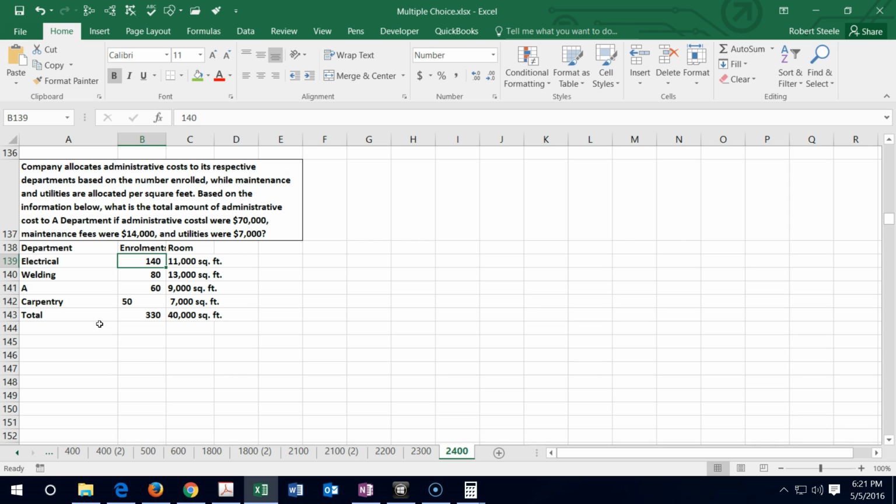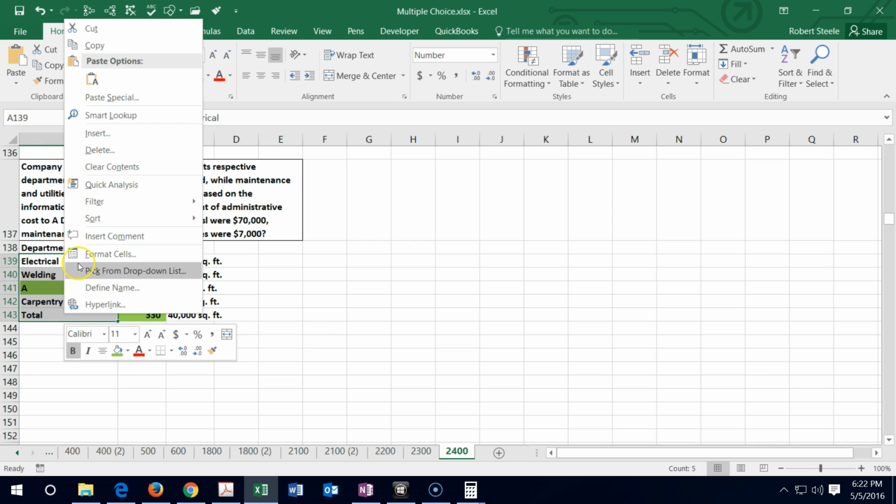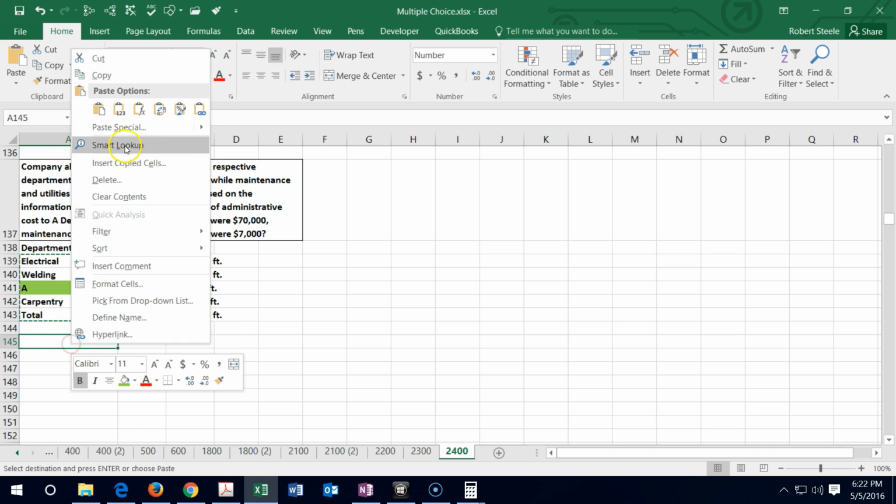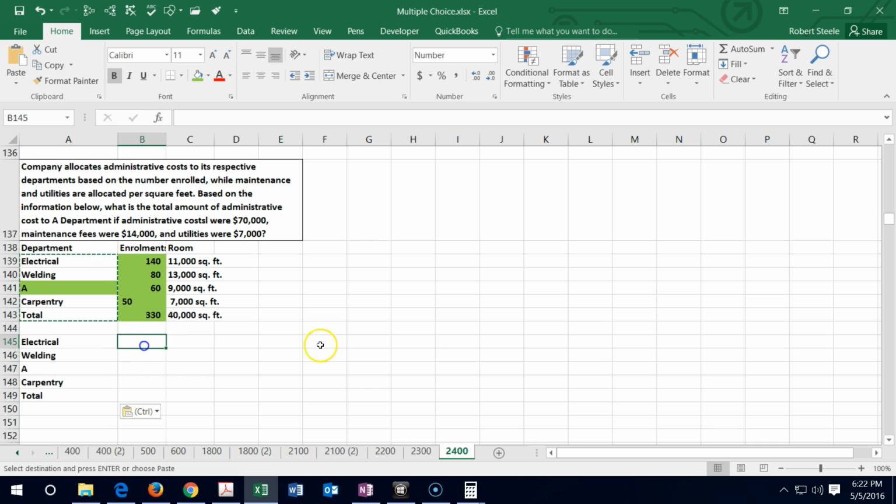So let's narrow down what we're actually looking for: the allocation to Department A of this 70,000. And to drive that allocation, the ratios we're going to use are the enrollments here. So once again, we get to use our ratios. I'm just going to copy this whole thing, these are what we are going to use. Let's copy those and paste them here, and I'm going to retype these in. So we've got 140, 80, 60, 50, 330.